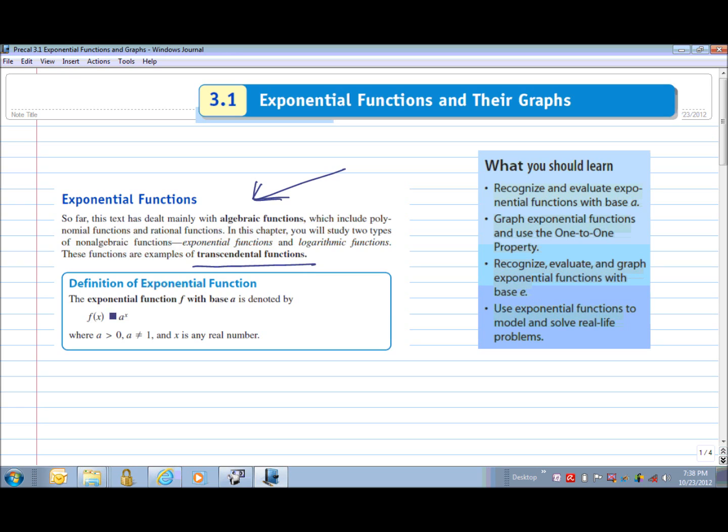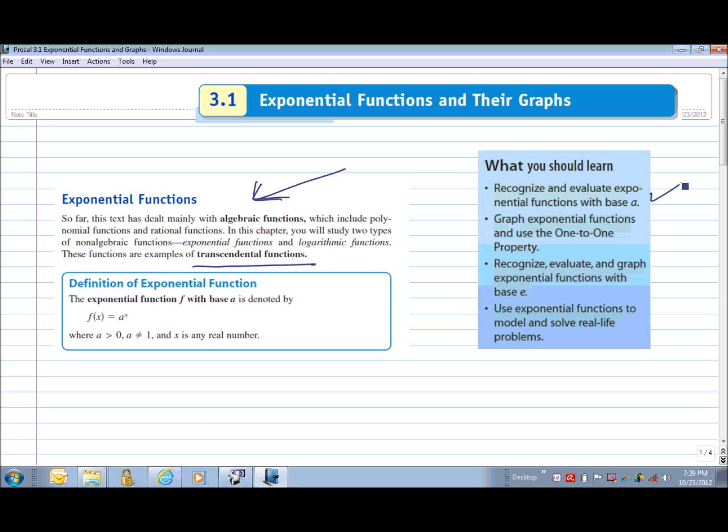The definition of exponential functions, and that's what we're going to talk about tonight, is f with a base of a, denoted by f of x equals a to the x power. The power is now actually our variable. So a has to be greater than 0, and it also cannot be 1, because of course 1 to any power would just be 1. 0 to any power is undefined, so we can't have that. It has to be greater than 0, and it cannot be 1. And x is any real number.